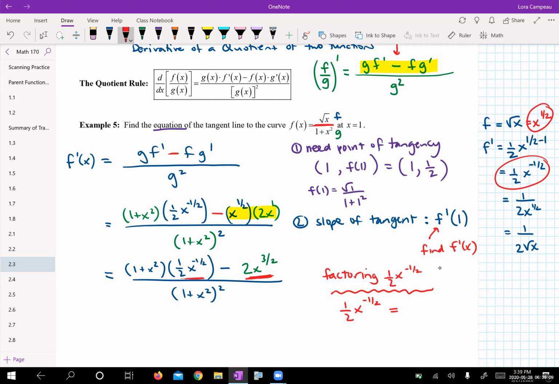I want to figure out how could I get 2x to the 3/2? Because I know the first term here is already 1/2 x to the negative 1/2. I'm not going to have to approach this, but I'm trying to figure out what can I do to get back the 2x to the 3/2. So instead of maybe making an equal sign, I might want to say 1/2 x to the 1/2 multiplied by what is going to give me this result.